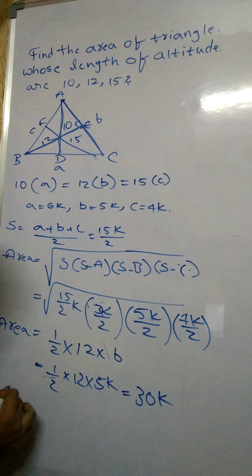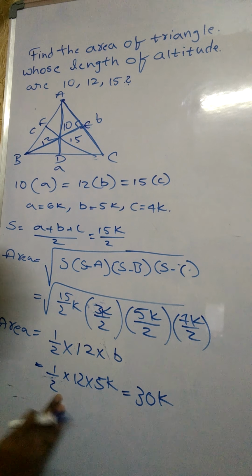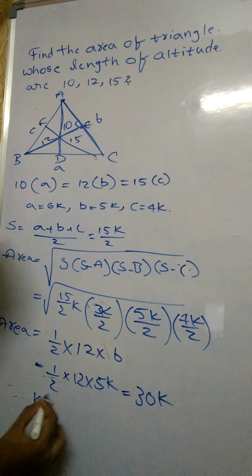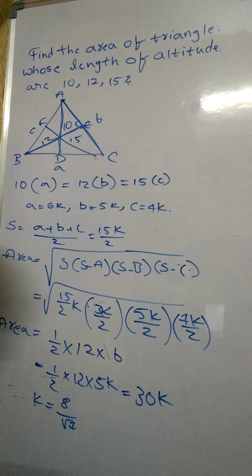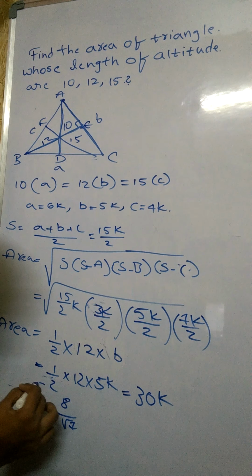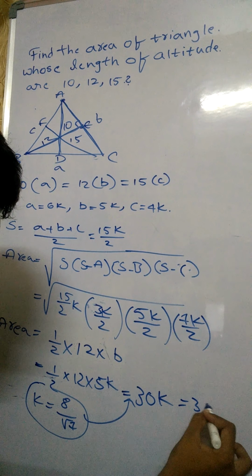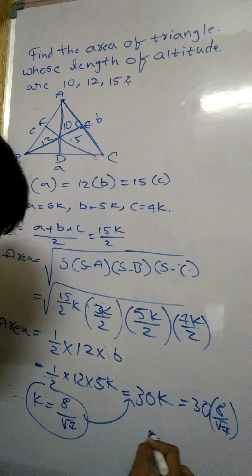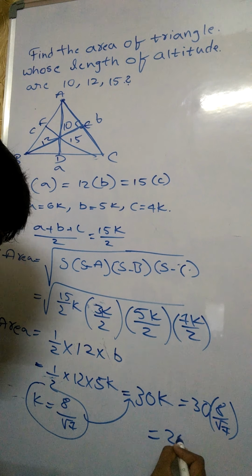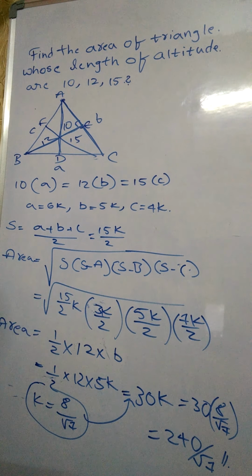We will equate these two. 30K is equal to the first expression. If we equate these two, we will get the K value as 8 by root 7. They ask you to find the area. If we substitute this K value, 30 into 8 by root 7, we will get 240 by root 7. This is the area of the triangle formed by these three altitudes.